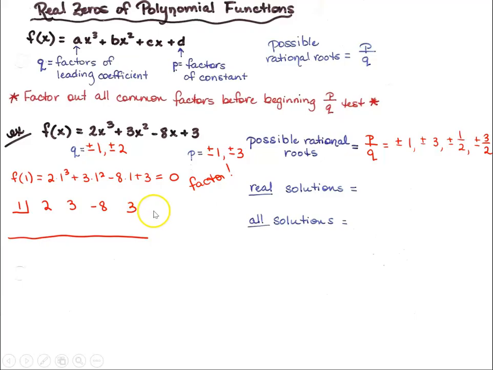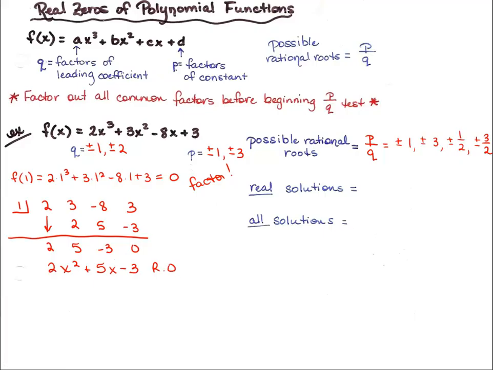So I'm going to copy my coefficients across the top here. Remember that your 2 comes straight down, and then 2 times 1 goes in the next column. Combine those. 5 times 1 goes in the next column. Combine those. Negative 3 times 1 goes in the next column. Combine those. So now remember that this first power right here is always 1 less than what you started with. So this is going to be 2x squared plus 5x minus 3, remainder 0.